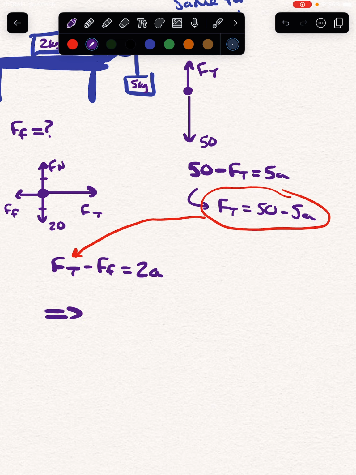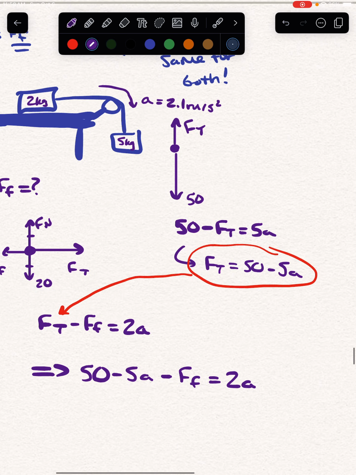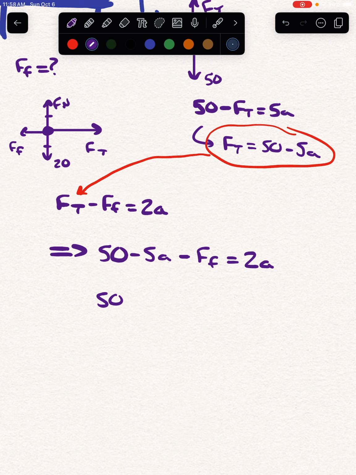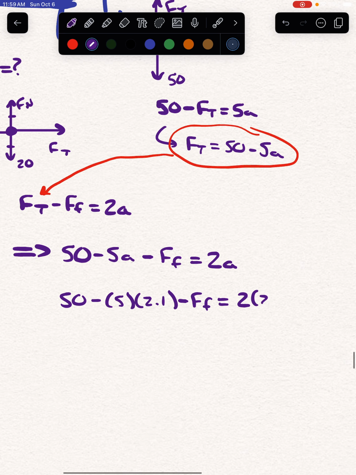That is going to give me my new equation, 50 minus 5a minus the force of friction is equal to 2a. All right, and the acceleration in the question told me it was 2.1, so let me plug that 2.1 in. 50 minus 5 times 2.1 minus the force of friction is equal to 2 times 2.1. All right, so 5 times 2.1 is going to be 10.5. So 50 minus 10.5 minus friction is equal to 4.2. So now I'm going to simplify this.